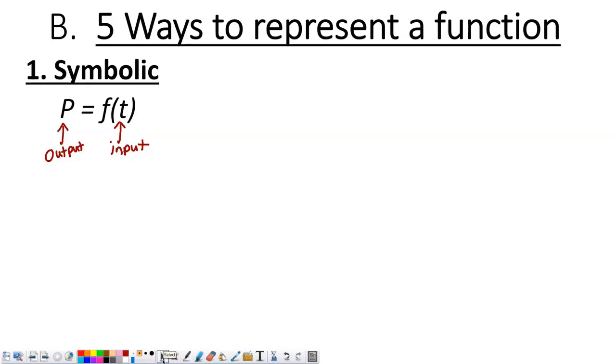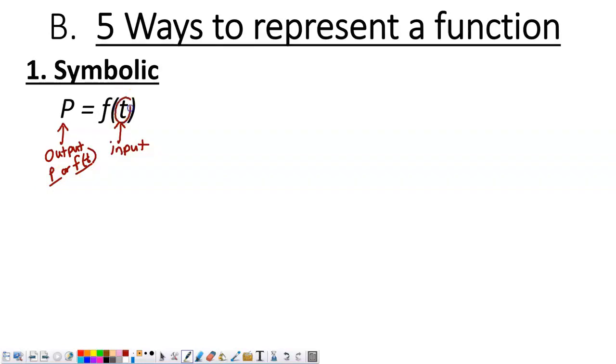So long as you see a letter with parentheses next to it and another letter, that's probably going to represent a function notation. Okay. Now here's something that's kind of odd here. We could say that the output is P, right? But since P is equal to F of T, then technically we can also say that F of T is the output. So both of those are outputs.